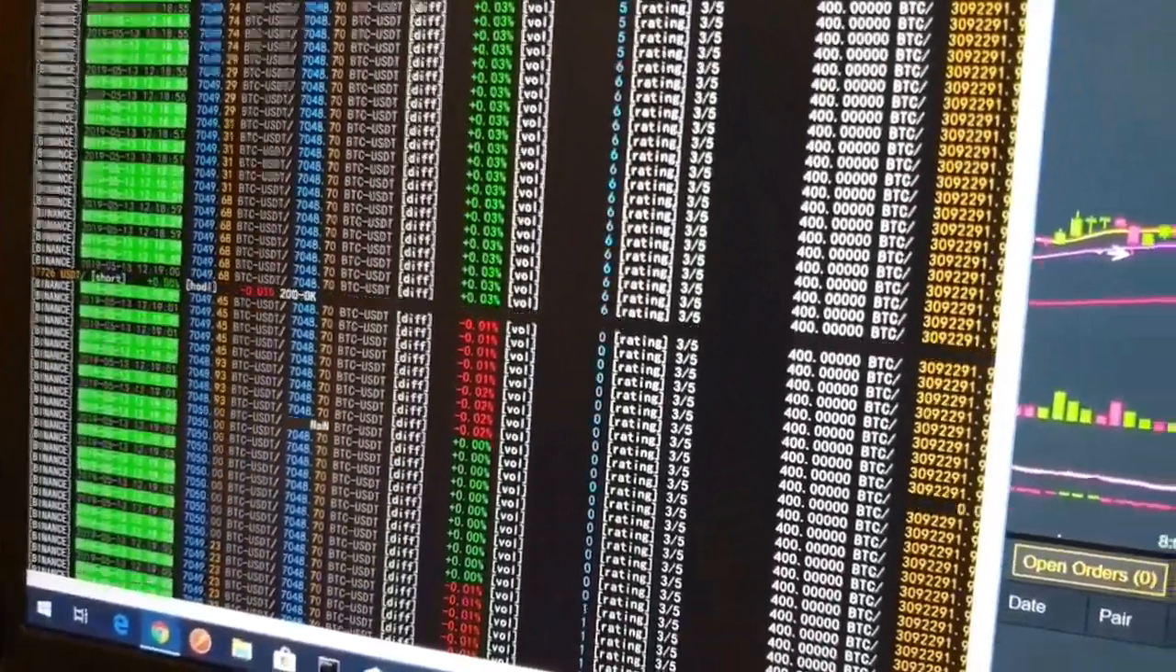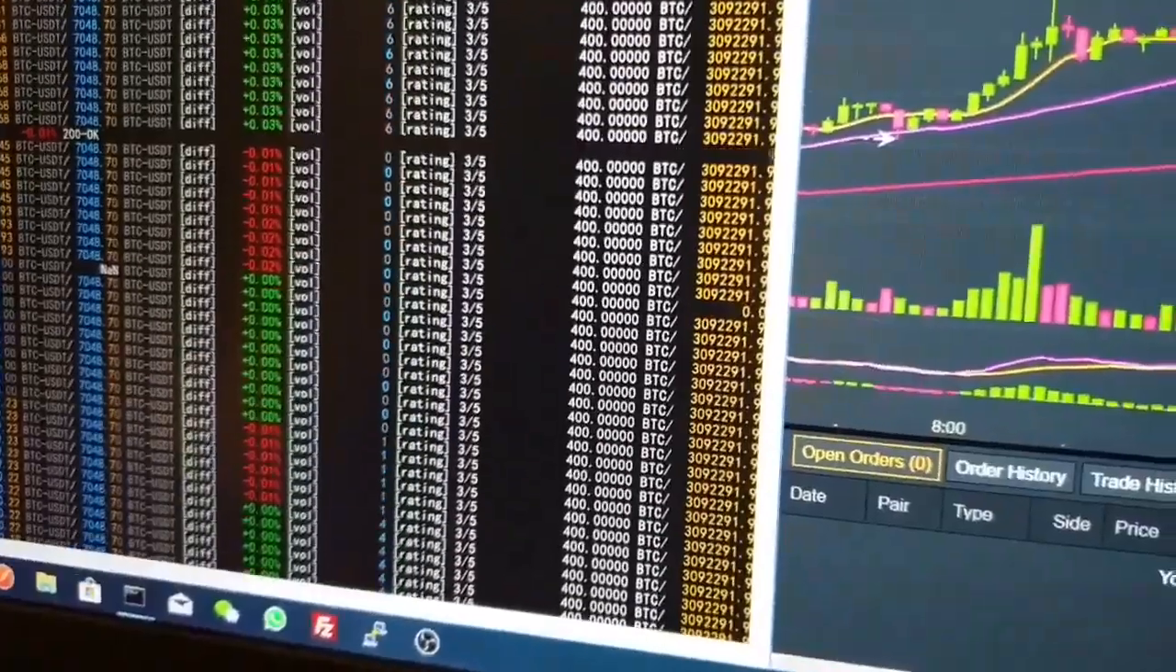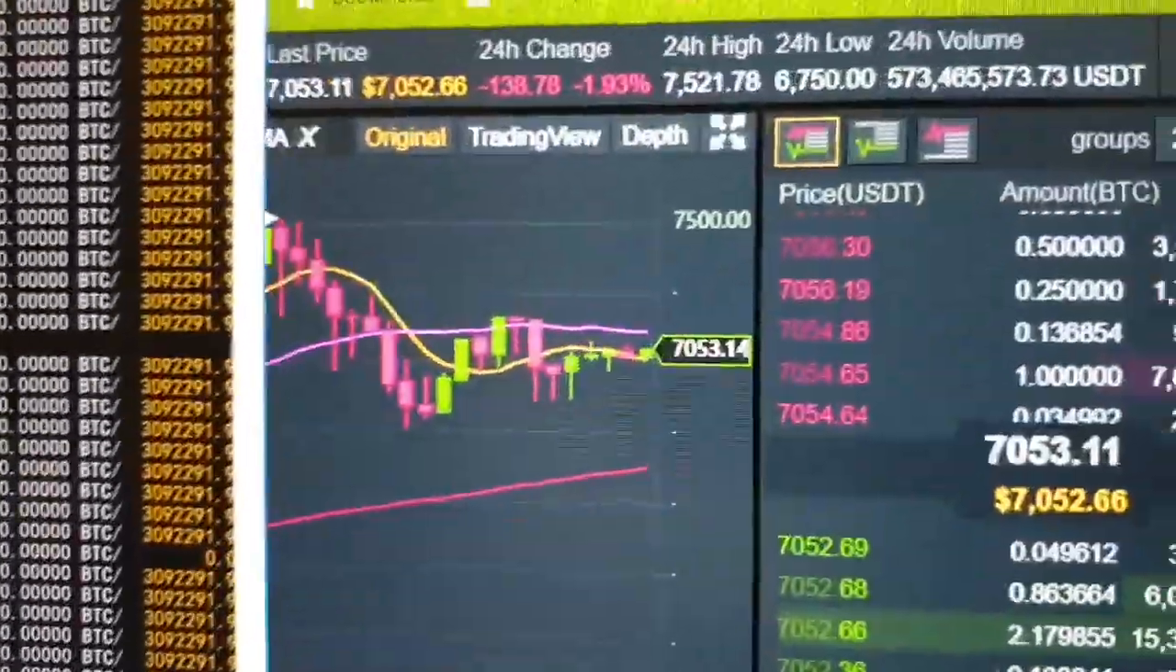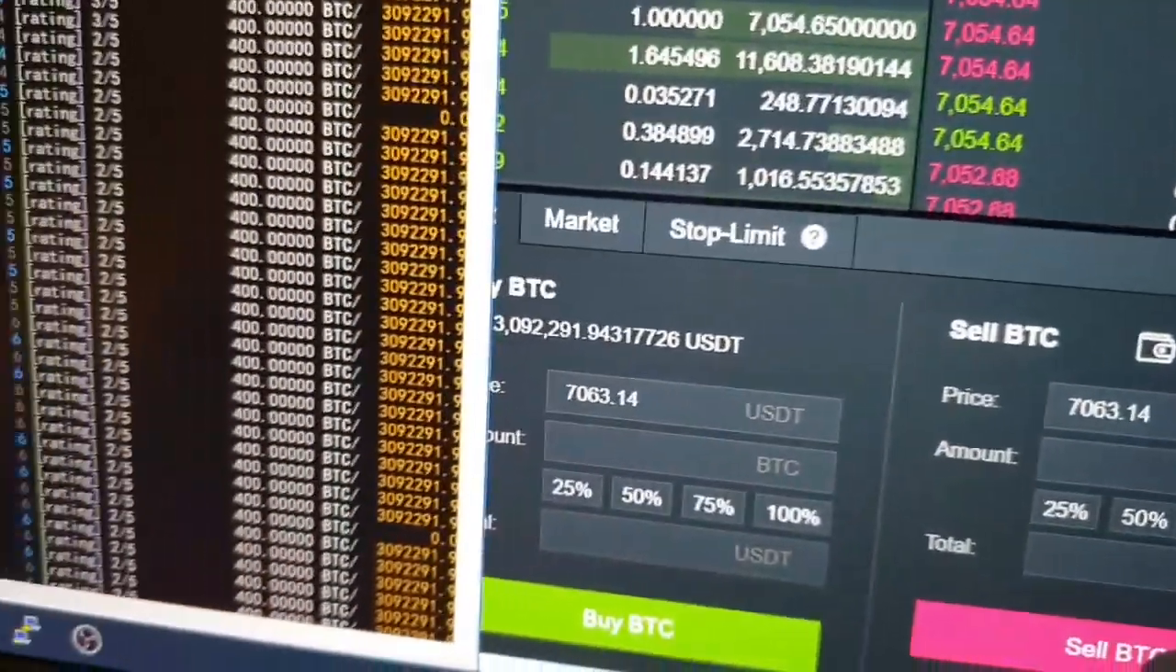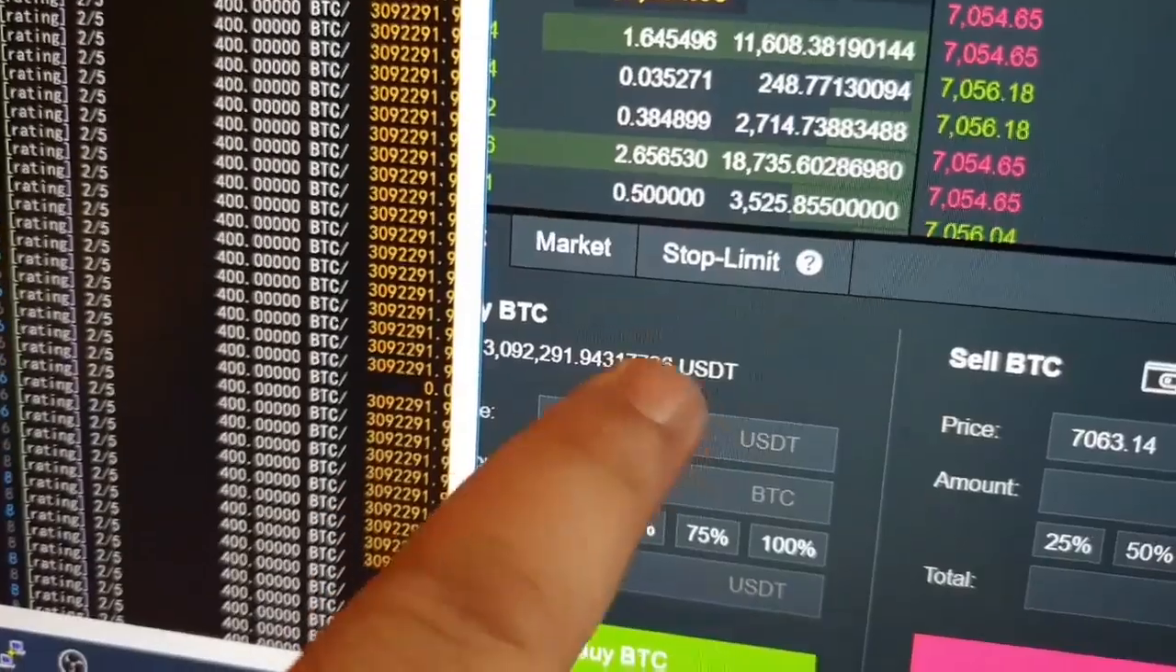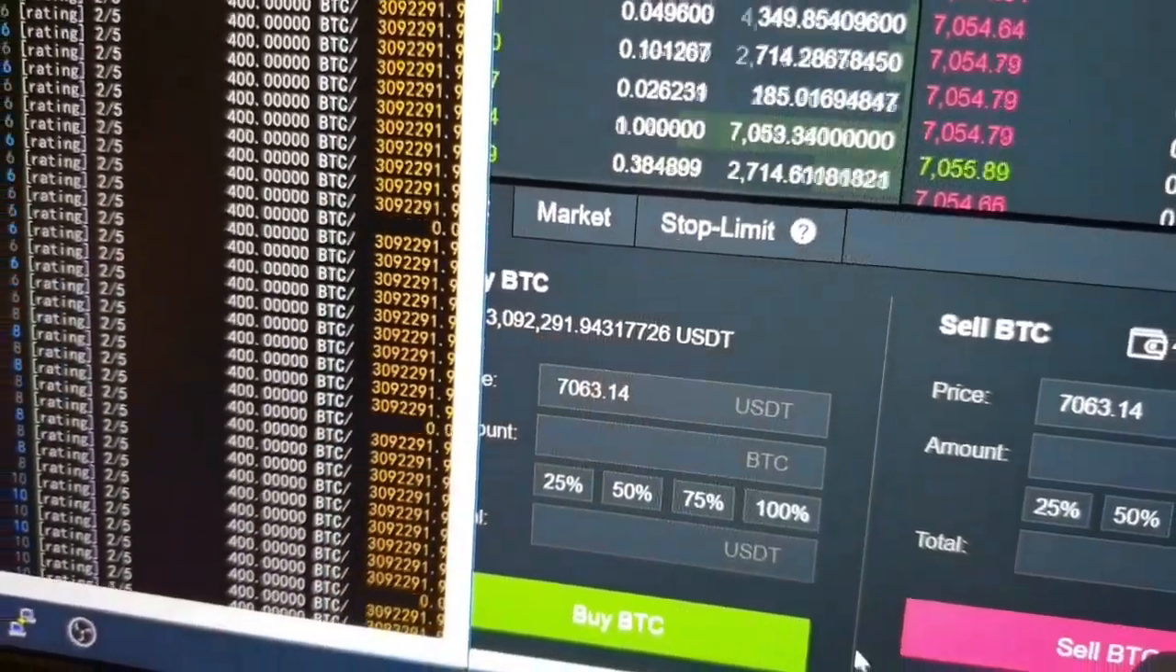We have 400 BTCs here, so let's check. Do we have 400 BTC? Over here we have about 400 BTC, and we have about 3 million USDT.